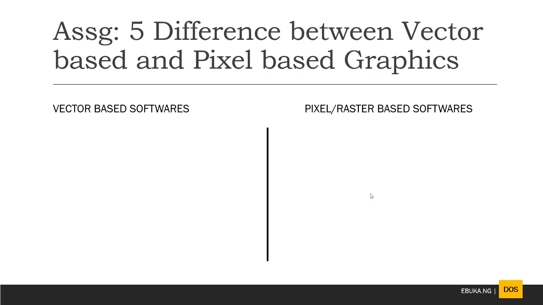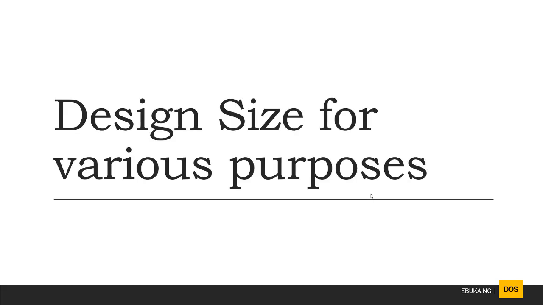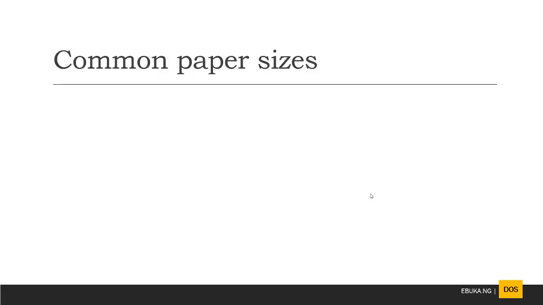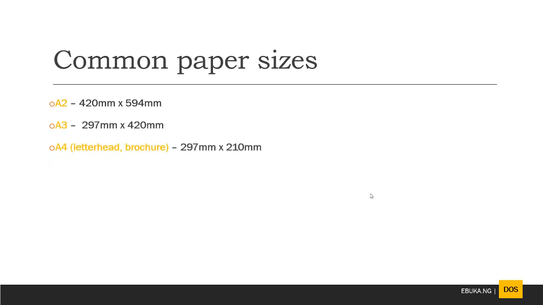Okay. Now let's move on to the next and the final section of this module, which is design size for different purposes. So these are the common paper sizes I'm about showing you right now. This is the size for A2. This is the size for A3, right? This is your A4 size. A4 is what you use for letterhead and brochure. This is your A5 size for handbills. Use A5 for handbills. Flyers are A5 size, and this is your business card size. Okay, good.